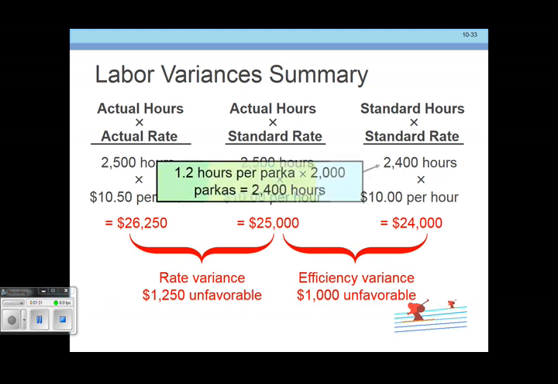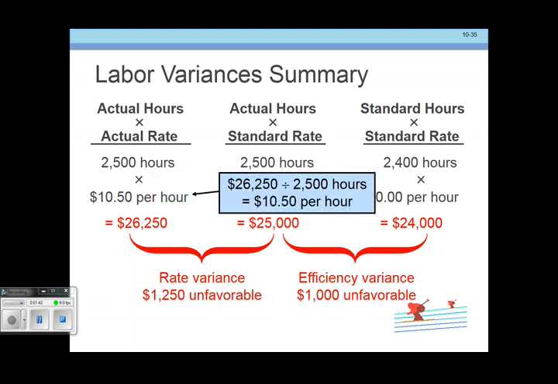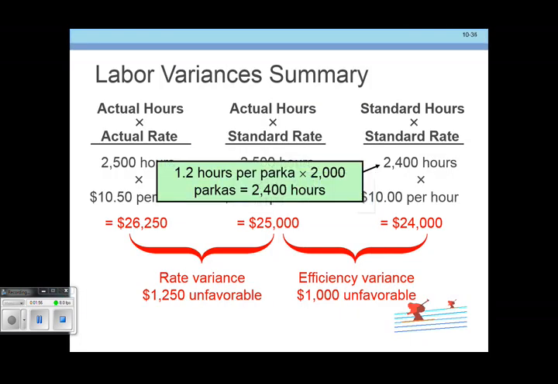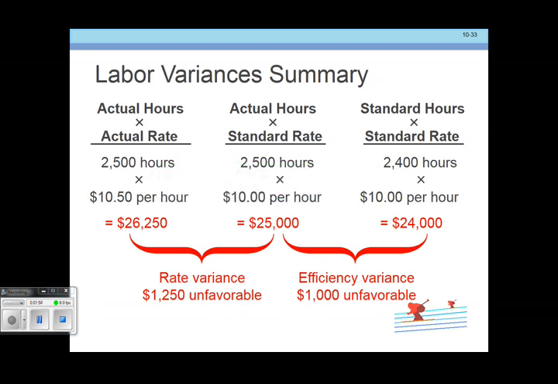How did they go about calculating the standard hours? They took 1.2 hours times the 2,000 parkas, and it should have taken them 2,400 hours, and then they multiplied it by the $10 per hour. Then they took the 26,250 and divided it by the 2,500 hours that they actually worked to get the $10.50 per hour. Notice in the middle there they took the 2,500 hours and the $10 an hour for the 25,000.